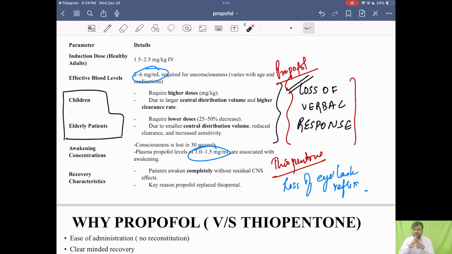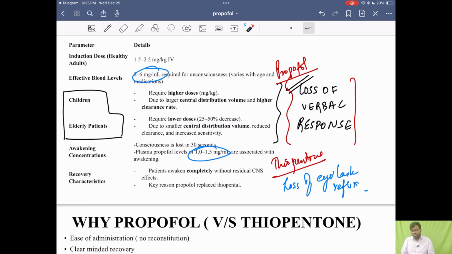In the initial days, previously, thiopentone sodium was used as the major induction agent, but now propofol has taken over. Propofol is an excellent drug for daycare surgery. Propofol is an excellent drug if you want to put in supraglottic airways and whatnot. It has lots of other actions also, which we are going to discuss in the further class.